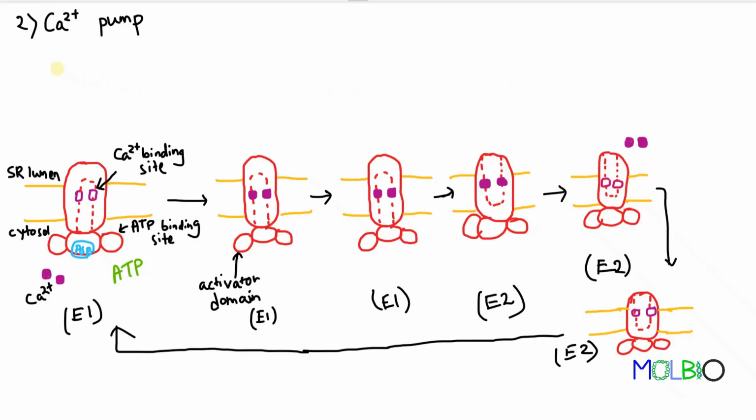Okay, so let's look at another example, the calcium pump. The concept and mechanism is almost similar, but there are some differences. And this is also another P class pump, which means there will be a phosphorylation of the aspartate group.